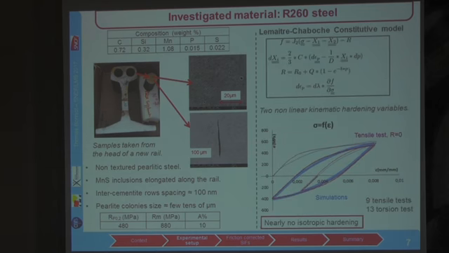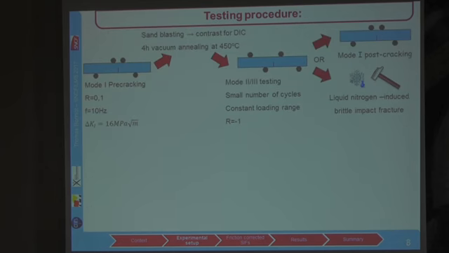Elastoplastic constitutive equations were identified using some torsion and tensile cyclic tests. And you can see that there is nearly no isotropic hardening, which will be convenient for computations, since those will converge much faster. Okay, so the testing procedure: we start by pre-cracking the specimen at a constant delta K1.